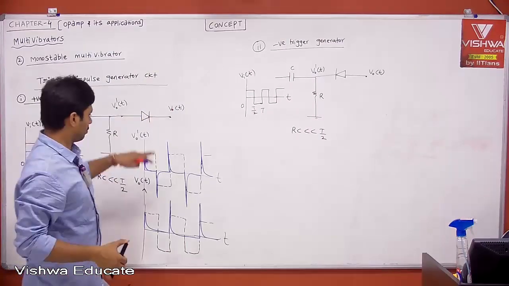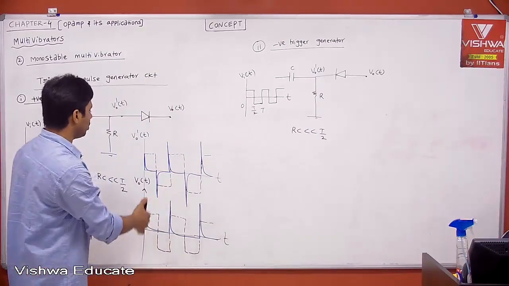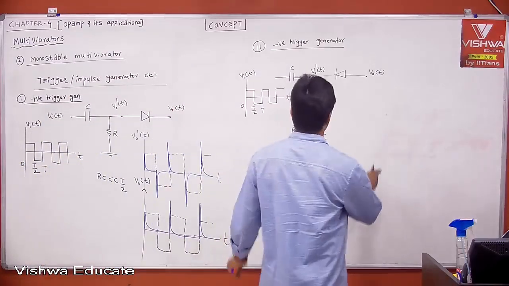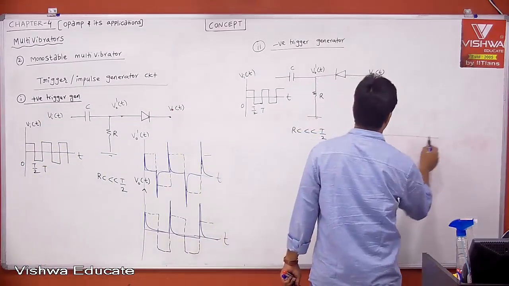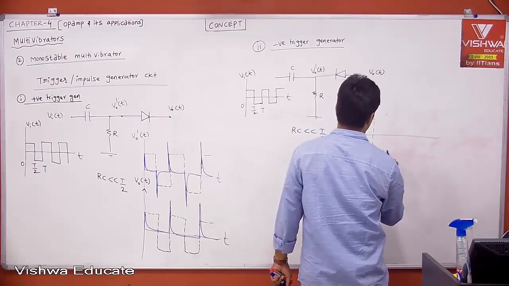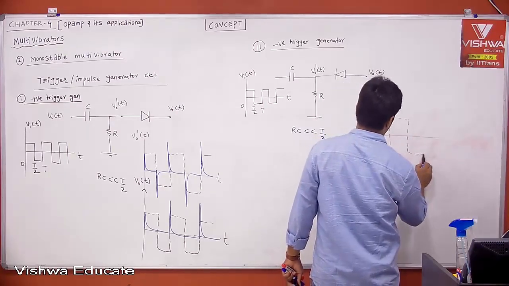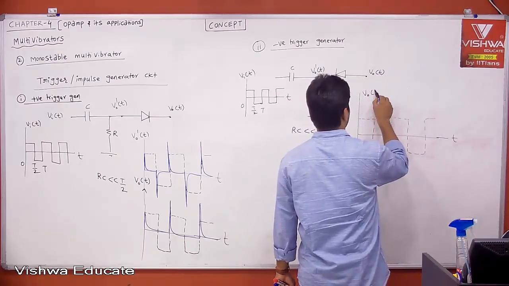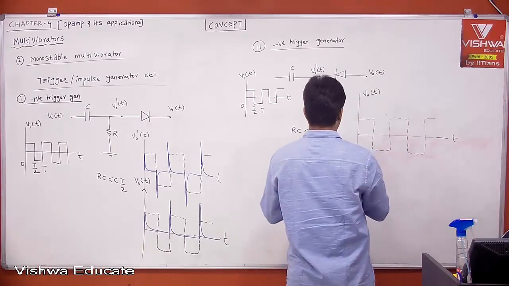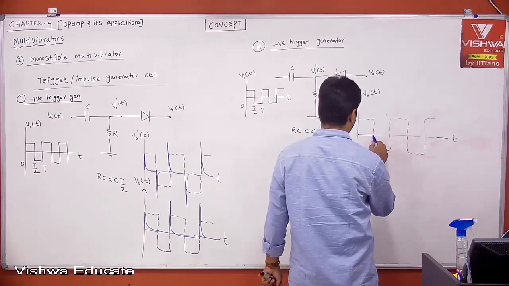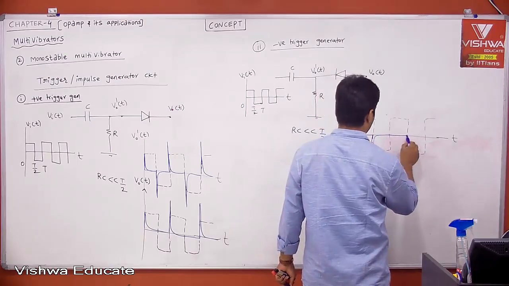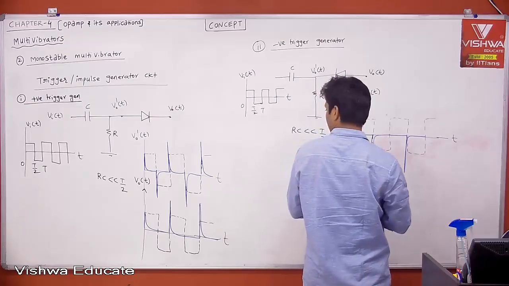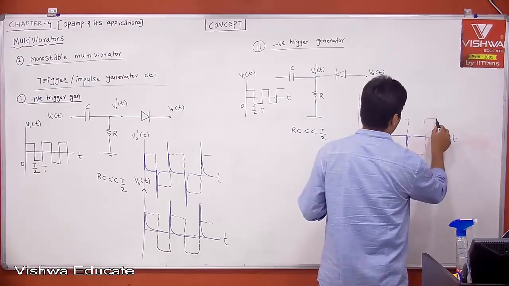V0 dash of t and V0 of t are the same, but V0 of t passes only negative triggers. Directly you can get it. Therefore, what is V0 of t? Your V0 of t will be equal to this. This is your V0 of t, right? It passes only negative triggers. Okay. This is what is continued.